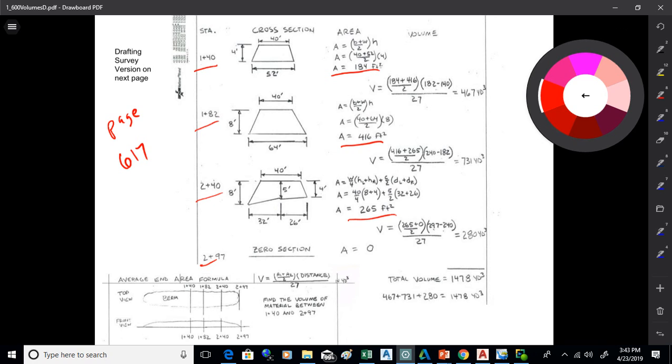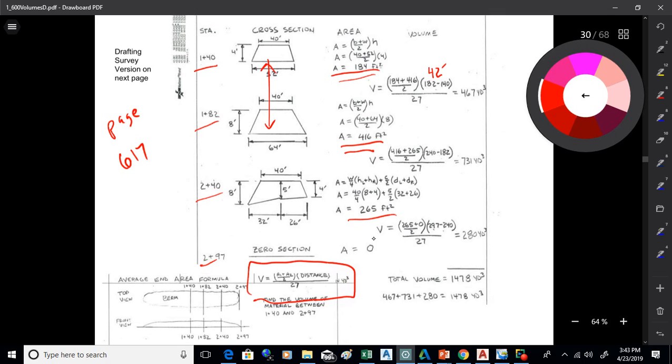Then I use the average end area formula: A1 plus A2 over 2, times the distance, over 27. I'm going to take the area of the first, 184, plus the area of the second section, which is at 182, so that's 416. So 184 plus 416 over 2, that's the average area between them. The distance will be 42 feet from there to there. That's the difference in the stations. Then I multiply those together and divide by 27. I get 467 cubic yards.